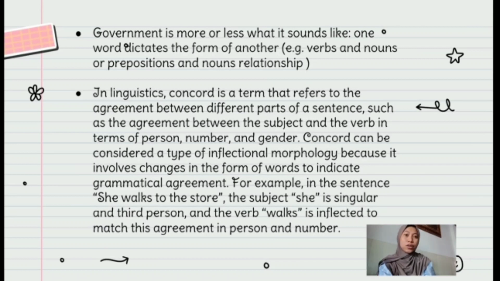In linguistics, concord is a term that refers to the agreement between different parts of a sentence, such as the agreement between the subject and the verb in terms of person, number, and gender. Concord can be considered a type of inflectional morphology because it involves change in the form of a word to indicate grammatical agreement. For example, in the sentence "she walks to the store," the subject "she" is singular and third person, and the verb "walks" is inflected to match this agreement in person and number.